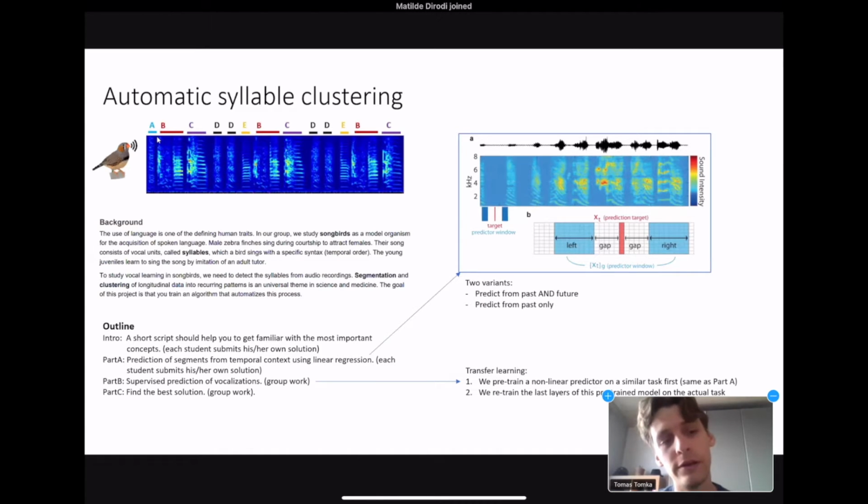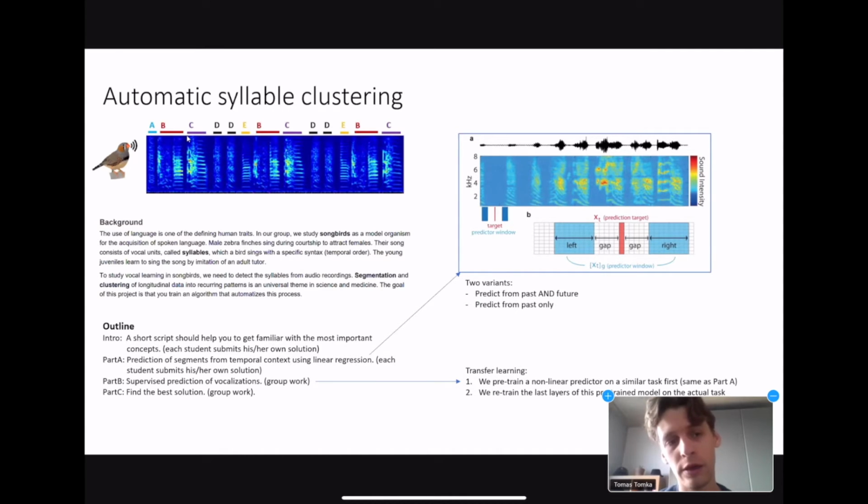And so you see that the bird song is made up of syllables that are repetitive. One challenge in working with such behavioral data is to detect and segment these syllables.